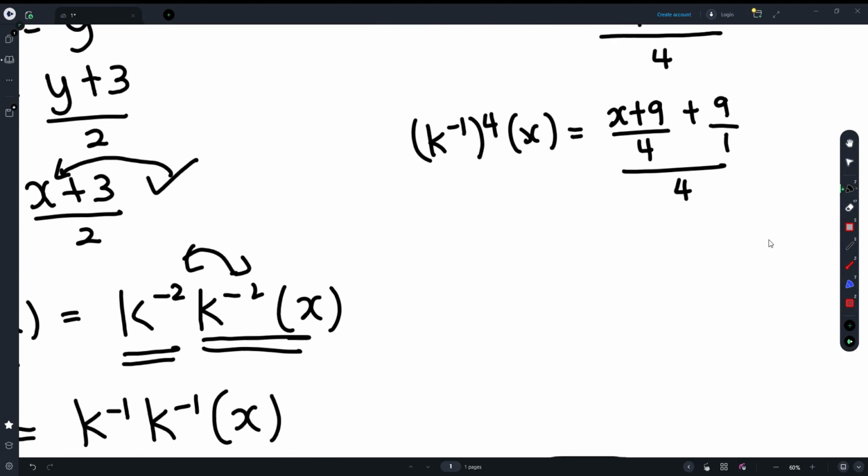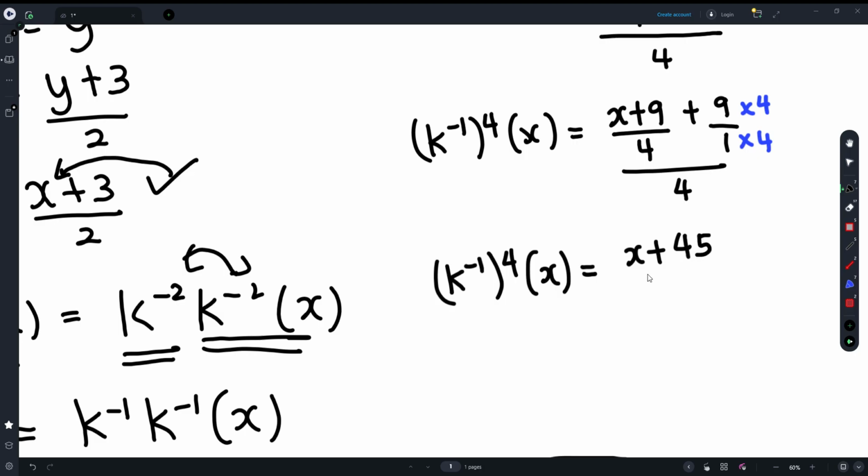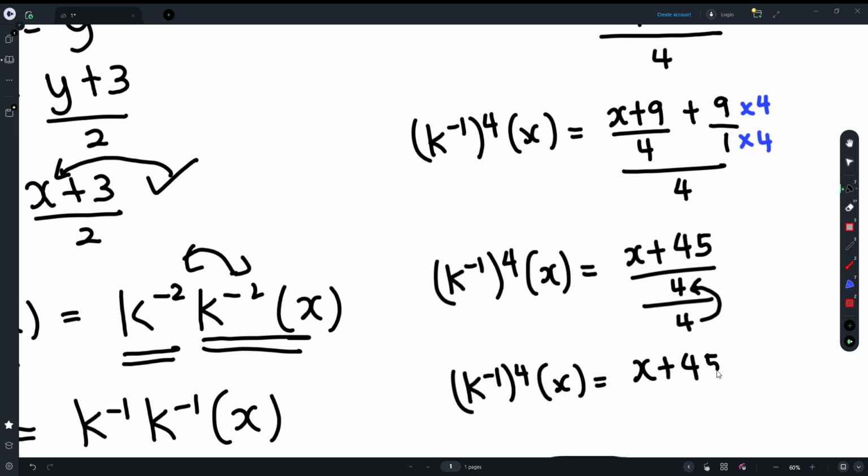So finally k negative 1 power of 4x will be equivalent to, please take note here also, I need to multiply by 4 to make the denominator the same in order to make it a single term. So x plus 9 plus 36 will become 45 over 4 and over 4. So as I mentioned earlier, this over 4 and over 4 will become 16 as a denominator. So it will end up becoming x plus 45 over 16 as my final answer.